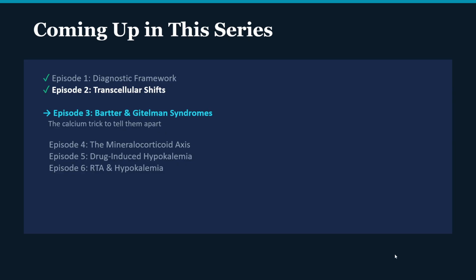Next episode, we are going into Bartter and Gitelman syndromes. These are the salt wasting tubulopathies that cause hypokalemia with metabolic alkalosis. I'll teach you the calcium trick, the one test that lets you tell them apart at the bedside. Bartter has hypercalciuria and nephrocalcinosis. Gitelman has hypocalciuria. It's elegant physiology, and it all comes down to where in the nephron the deficit is.